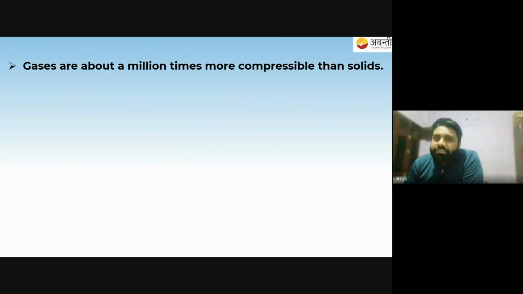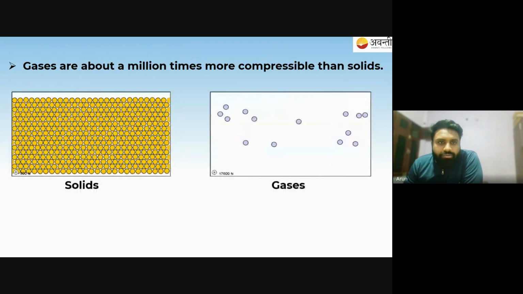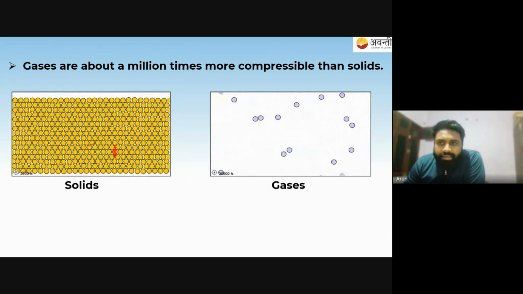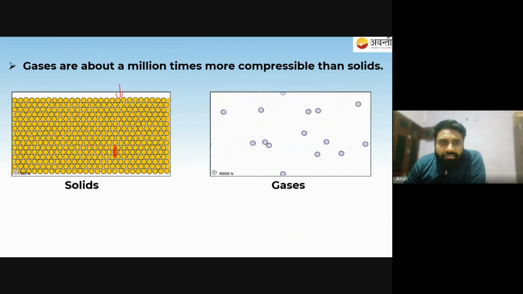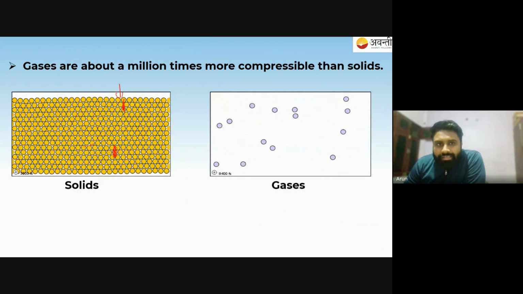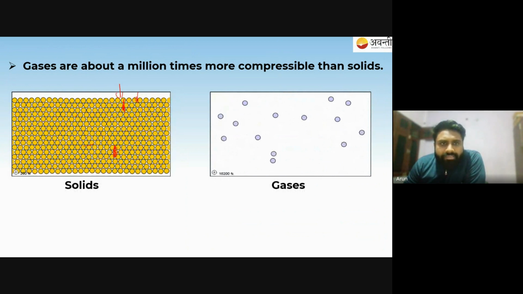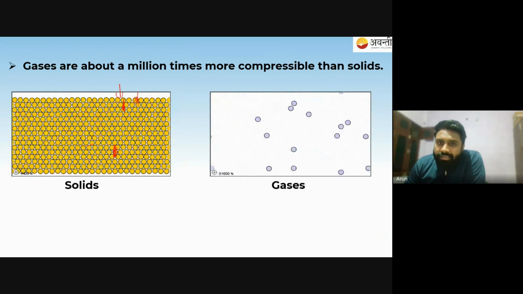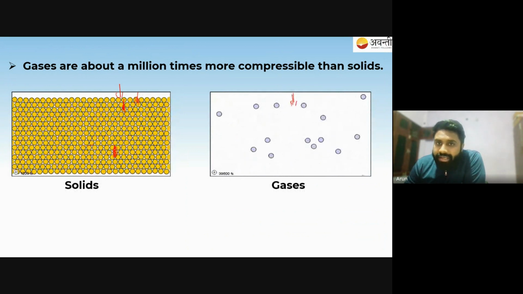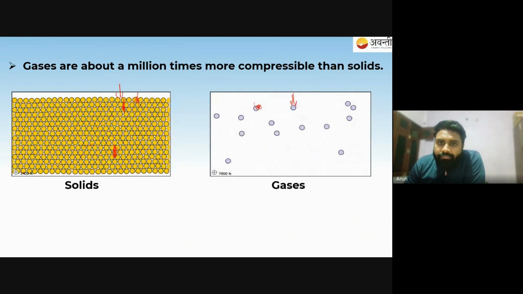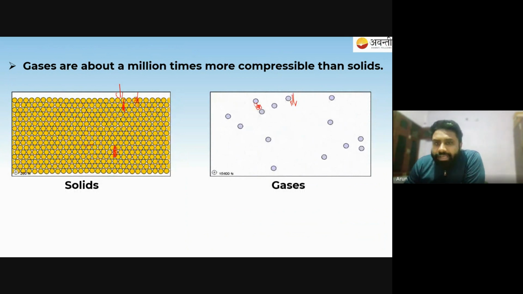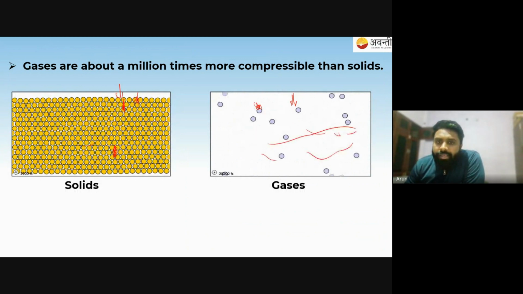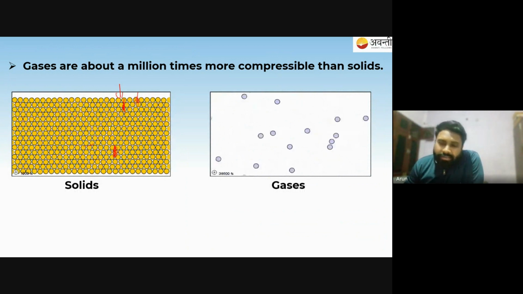So gases are a million times more compressible than solids, because in a solid you will see the atoms are very closely packed. So when you are going to compress, these atoms will have no space to shift. That is why you are not capable of compressing this. But if you talk about a gas, we know that very few particles are there. So if you compress this gas, the particle has a lot of space to cover when it gets compressed. It has enough volume to be adjusted. That is why the compressibility of gases is larger than that of solids.